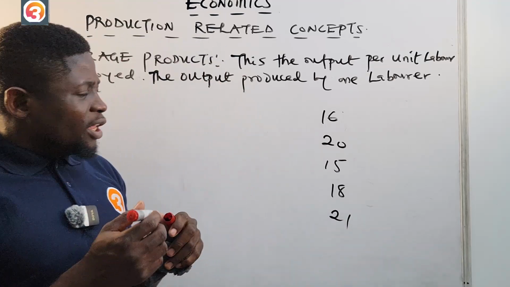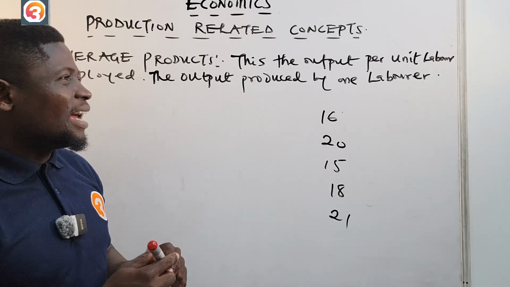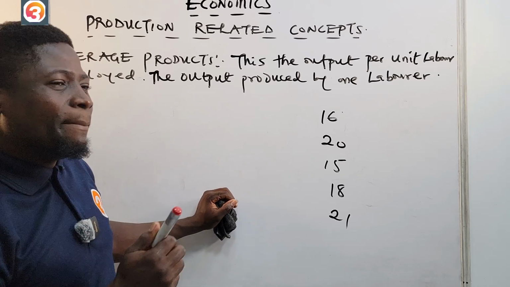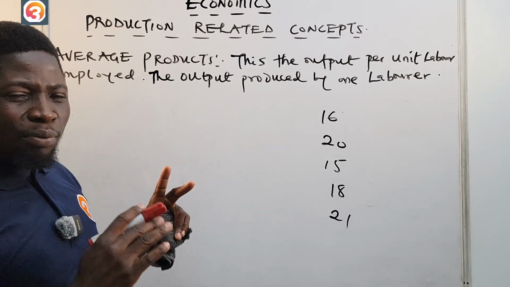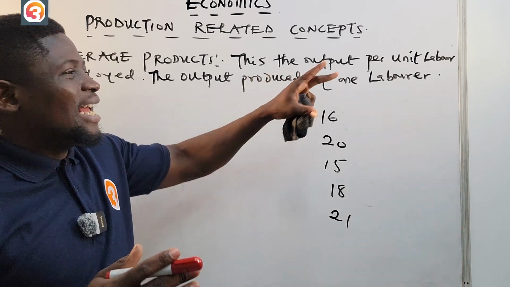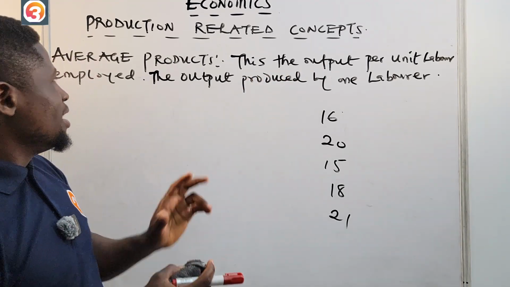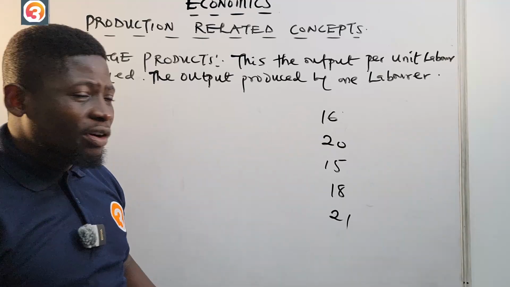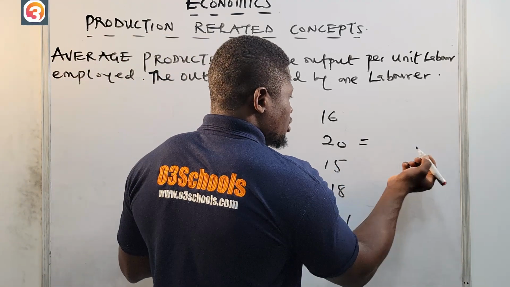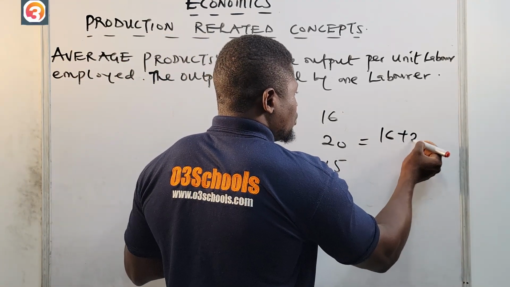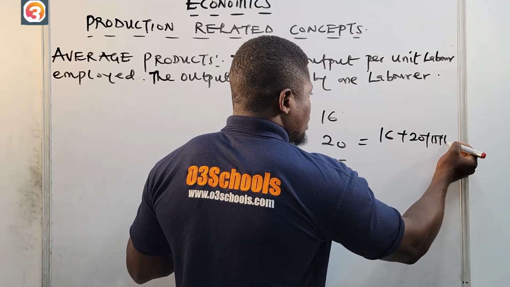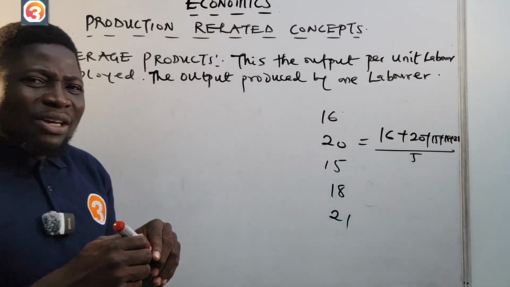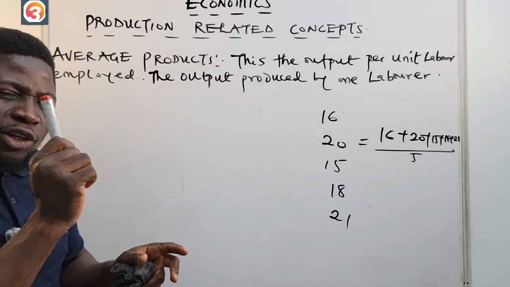All right. So if you want to say what is the average product harvested by each of the laborers, that is the average product we're talking about. We say this is the output per unit labor. That is the output produced by one laborer. So if you want to find the average, what do we do? We sum, the way we normally find average: 16 plus 20 plus 15 plus 18 plus 21, divided by 5.